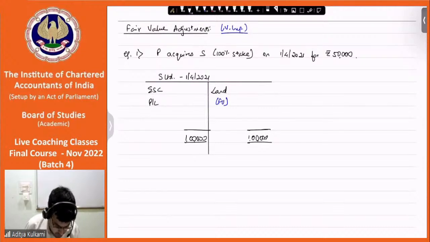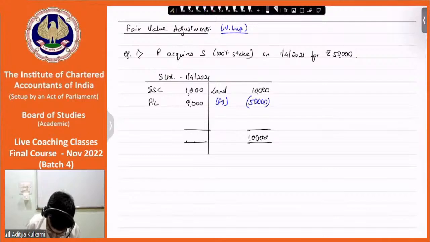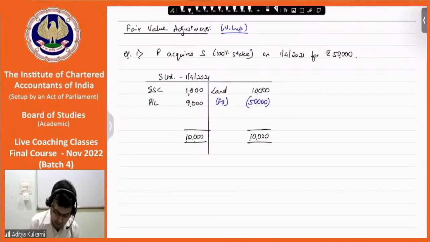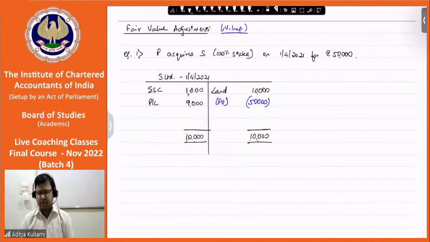Stake for 50,000. So this is 1,000, 9,000, 10,000. Fair value of the land is 50,000. Okay. This is the balance sheet. This is a business. So this is how it looks like.